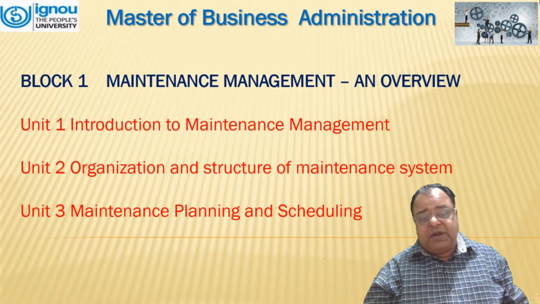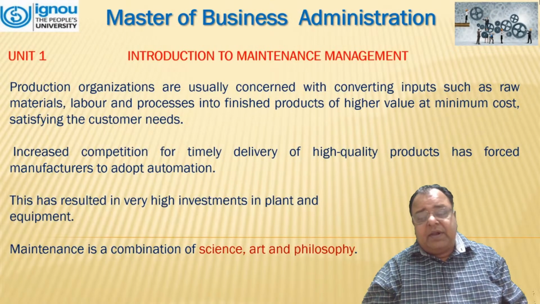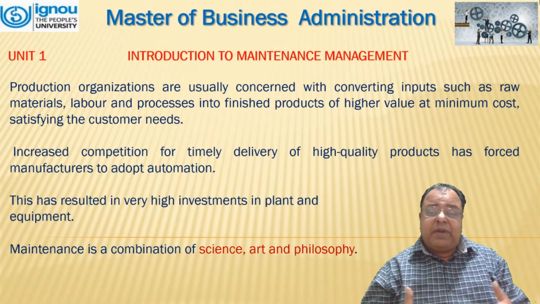We will be starting with block 1, which is Maintenance Management and Overview, which includes 3 units. Unit 1 is Introduction to Maintenance Management. Unit 2 is Organization and Structure of Maintenance System. And Unit 3 is Maintenance Planning and Scheduling. So we will start with Unit 1, that is Introduction to Maintenance Management.